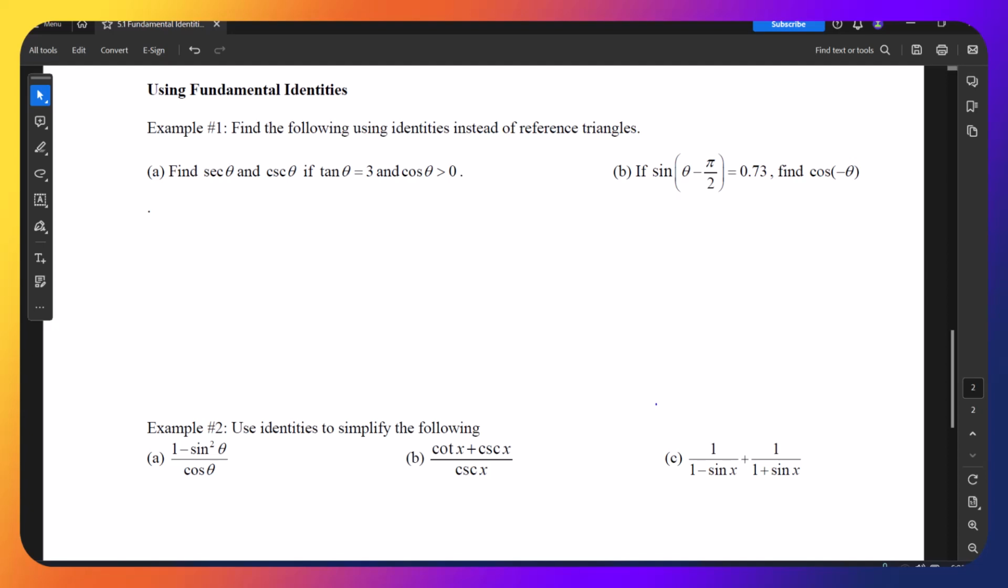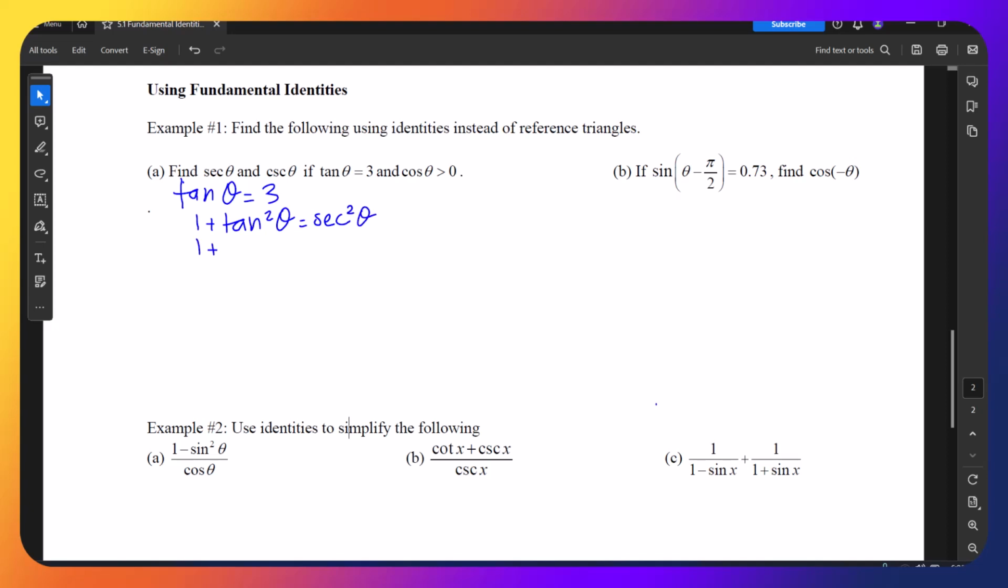Okay, so we're going to redo example 1 on the second page of lesson notes 5.1. We're being asked to find secant and cosecant of theta, given tangent of theta equal to 3. So we're going to go ahead and write tangent theta equals 3, and we're going to find an identity that links tangent to secant. So we know that 1 plus tangent squared theta equals secant squared theta.